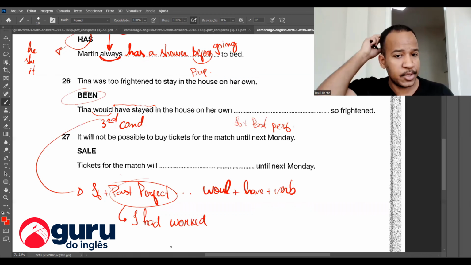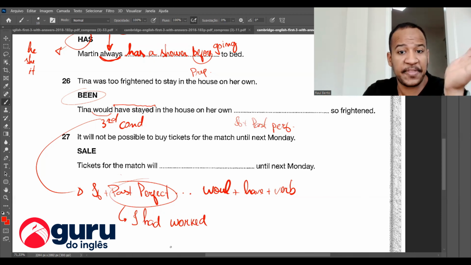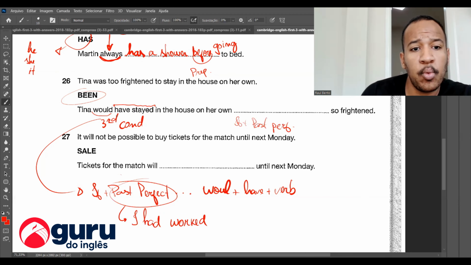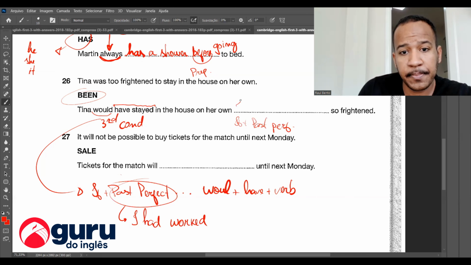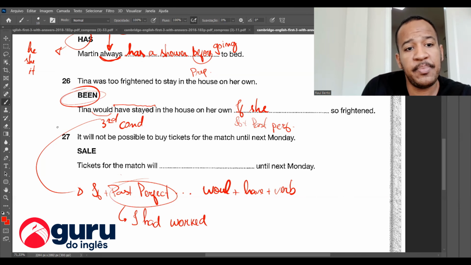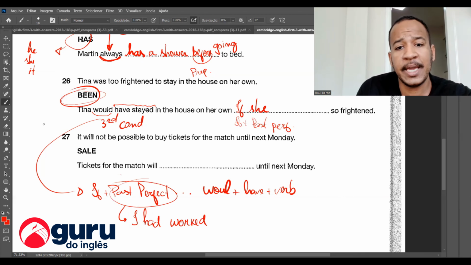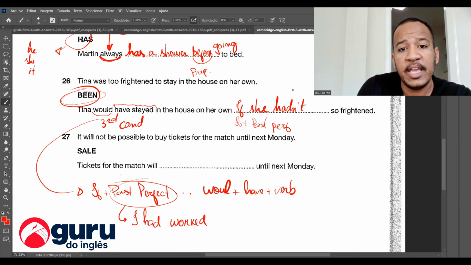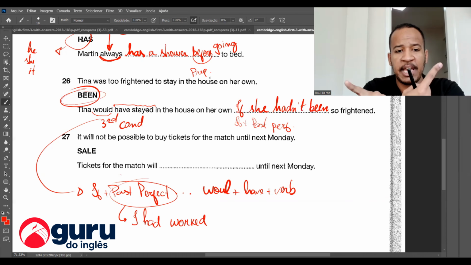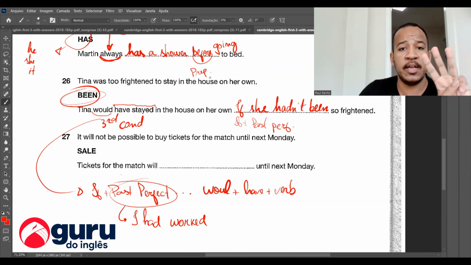That's the structure. So it makes everything easier, because Tina would have stayed in the house on her own if she... So now what is the verb? Be. In the past participle, been. If she hadn't, because it's the negative, if she hadn't been so frightened. Like, Tina was too frightened to stay in the house on her own. So we change it. Tina would have stayed, third conditional.